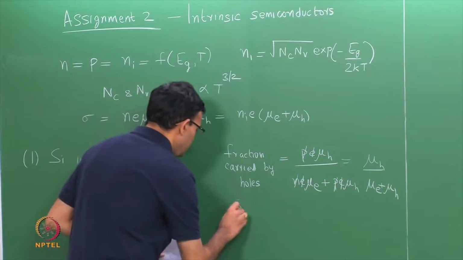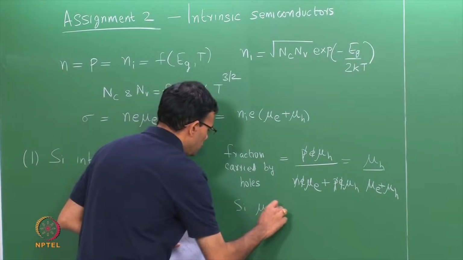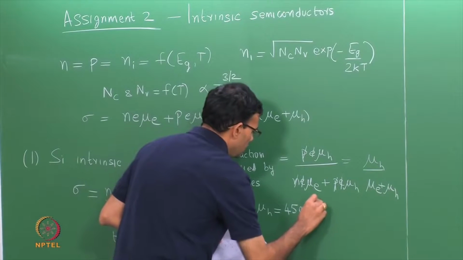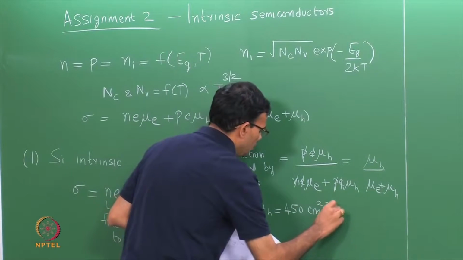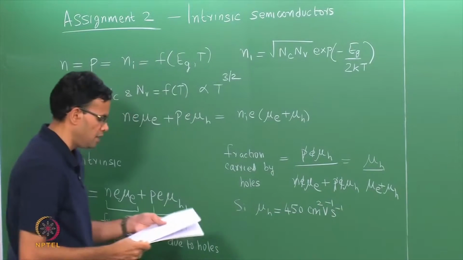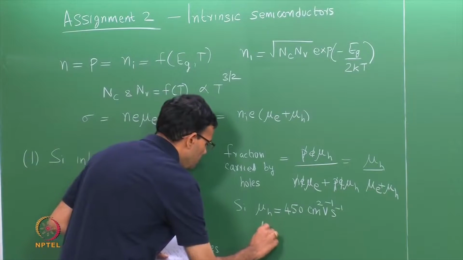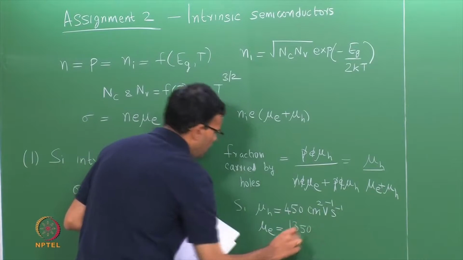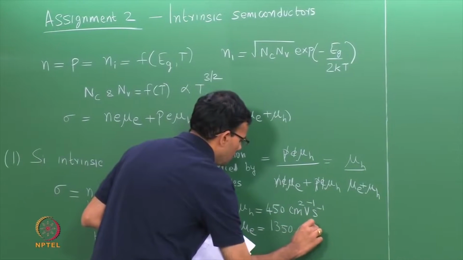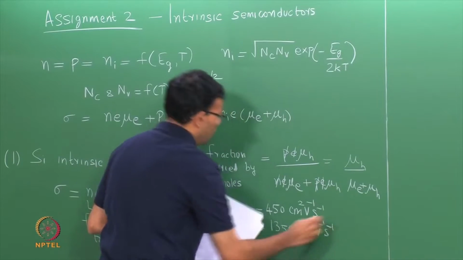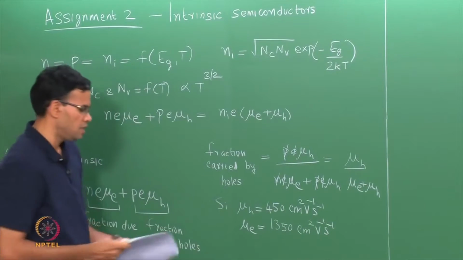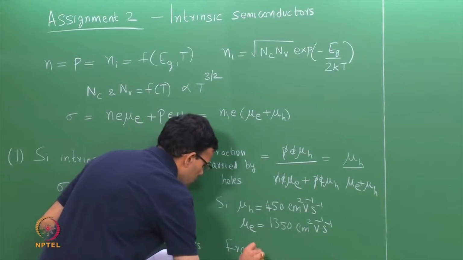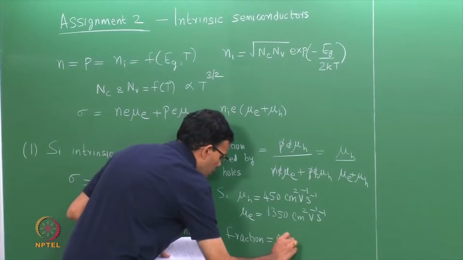So, for silicon mu h is 450 centimeter square per volt per second, mu e is 1350. So, the mobility of the electrons is higher. So, we can plug in these numbers and the fraction is 0.25.